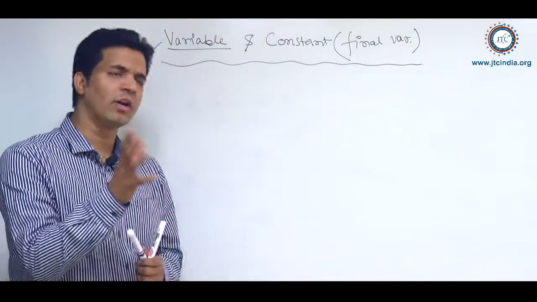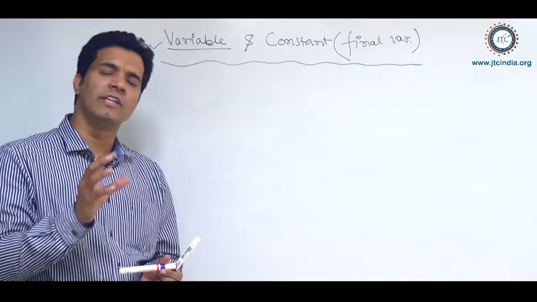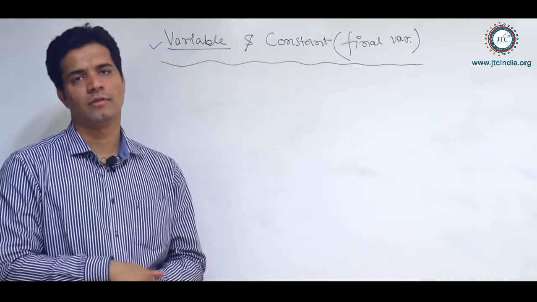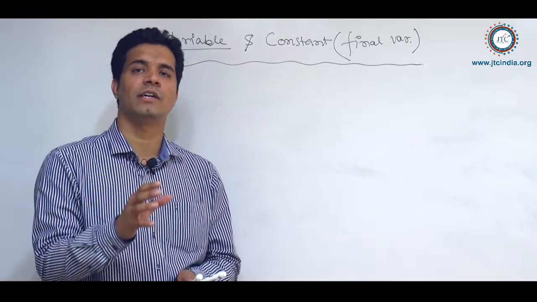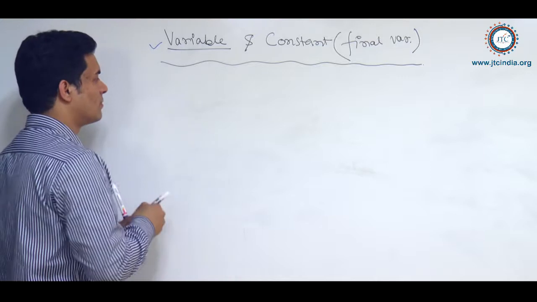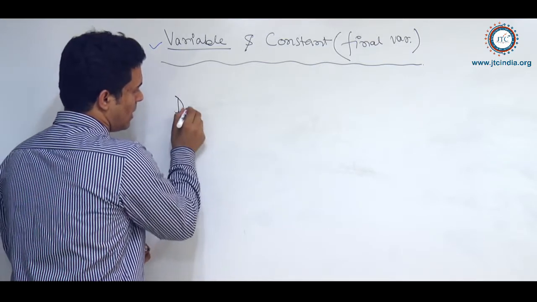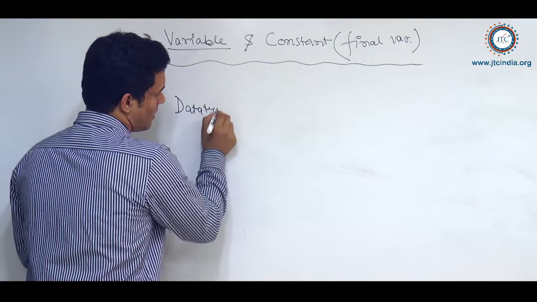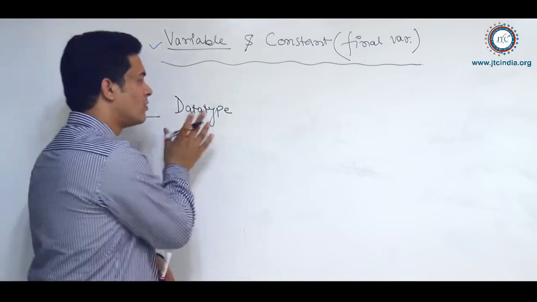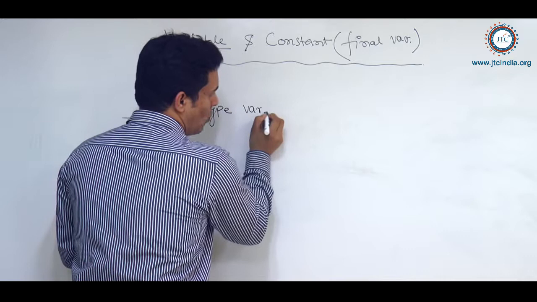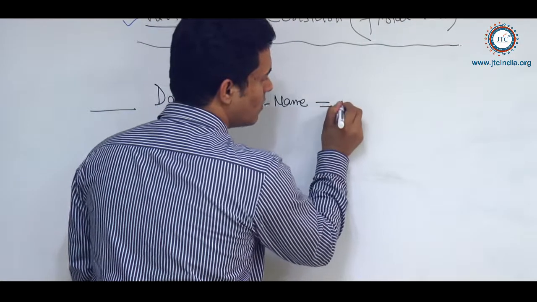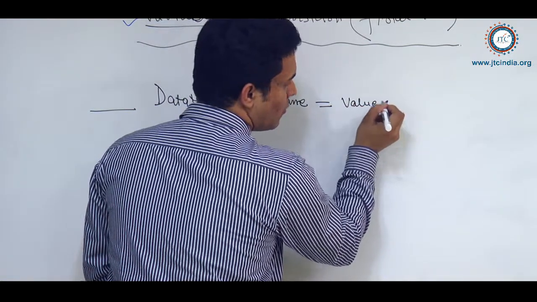When we talk about a variable, one very specific thing is that the variable must have a specific data type. So I'll write here the data type. Access modifiers I am not adding here because we have not seen them till now. So data type, then the variable name, which is a user-defined name you need to write, is equal to the value which you need to write here.